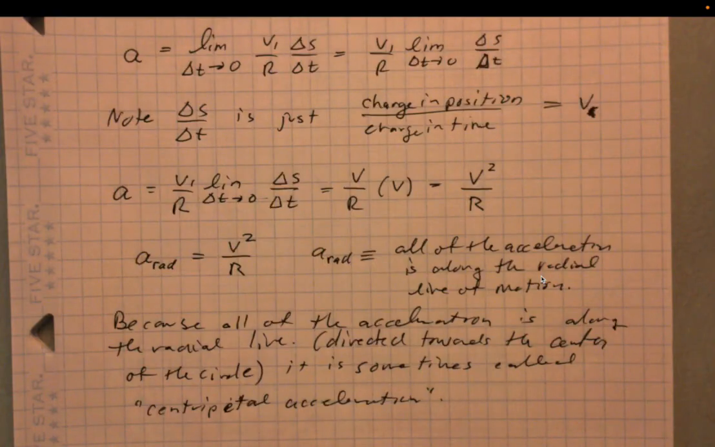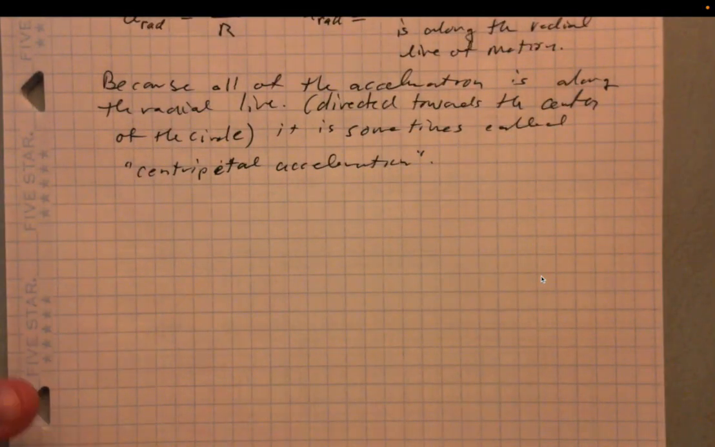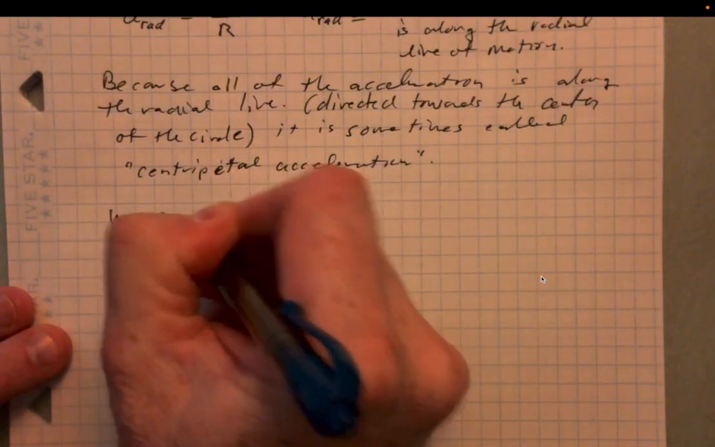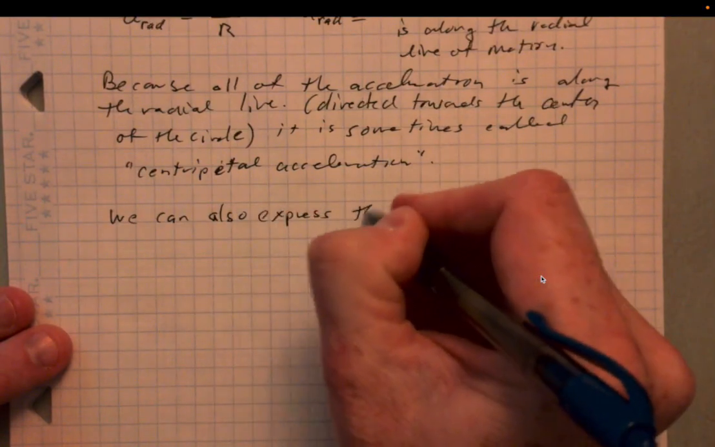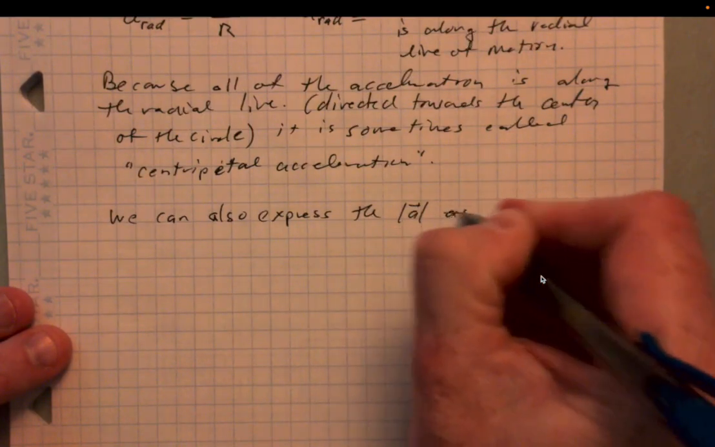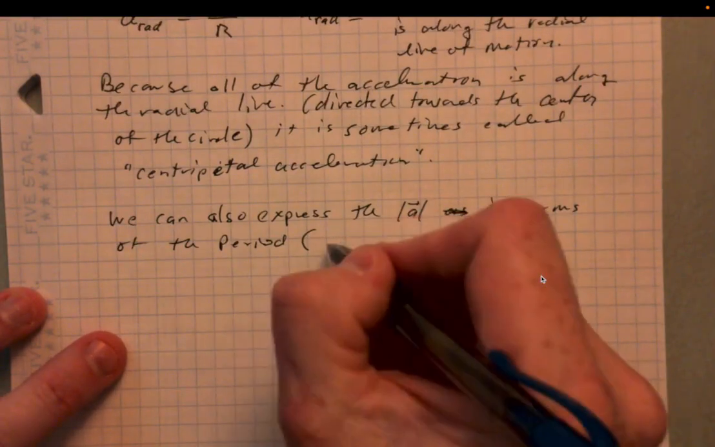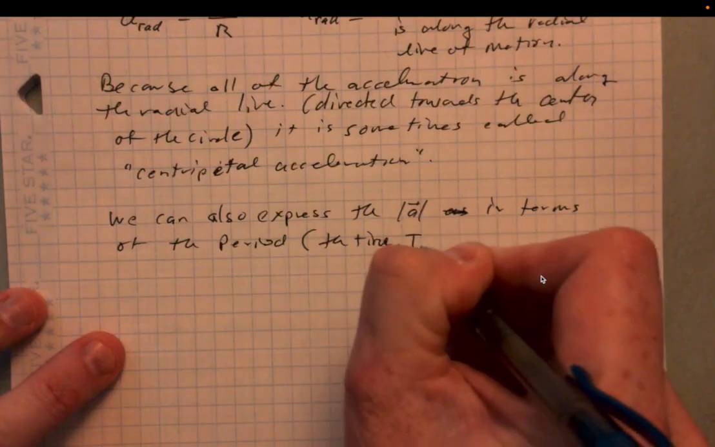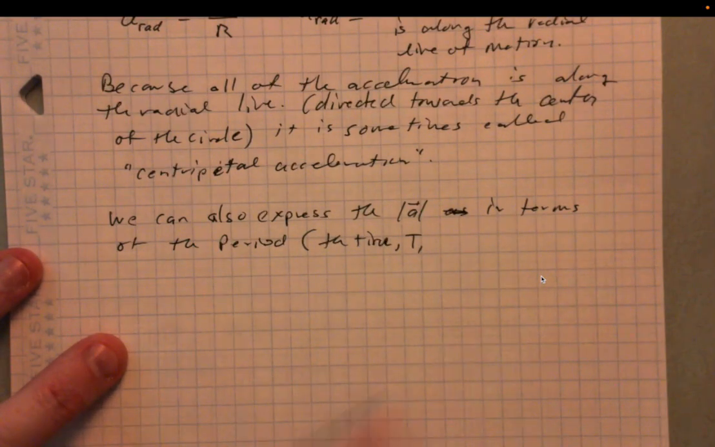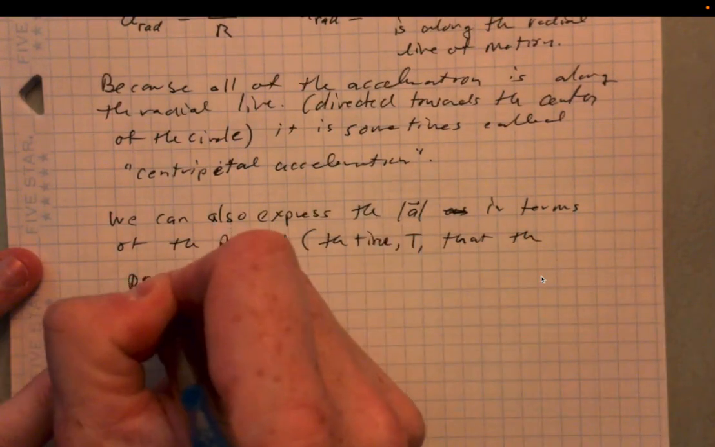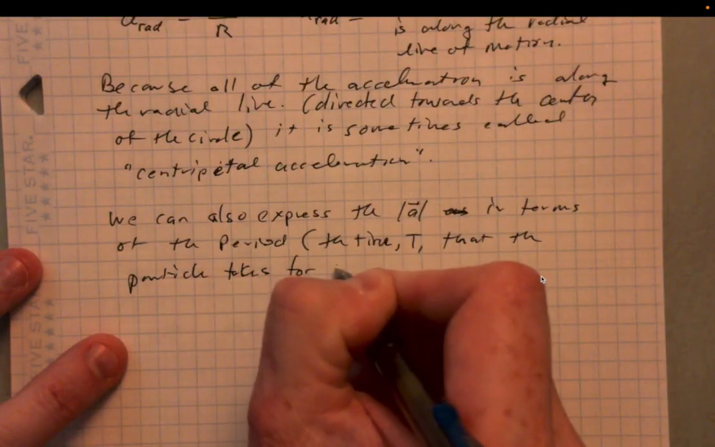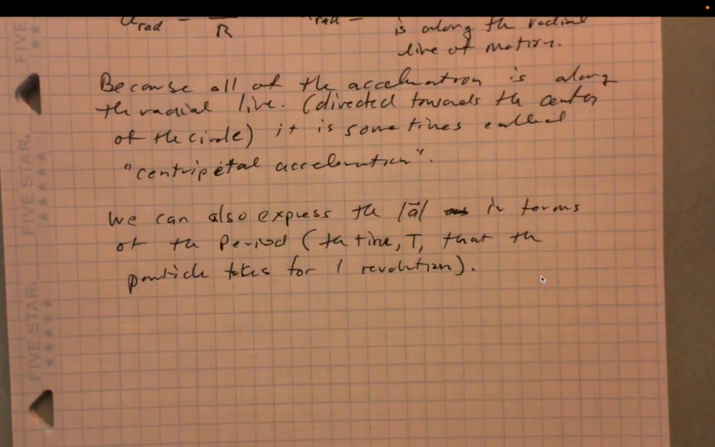Now we can also express the magnitude of the acceleration in terms of the period. Another expression that will be frequently used has to do with expressing the magnitude of the acceleration in terms of the period. Now, what do we mean by the period? The period is the time, usually denoted with a capital T, that the particle takes for one revolution.